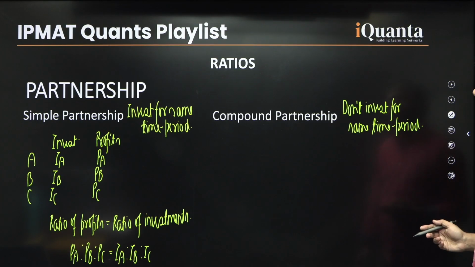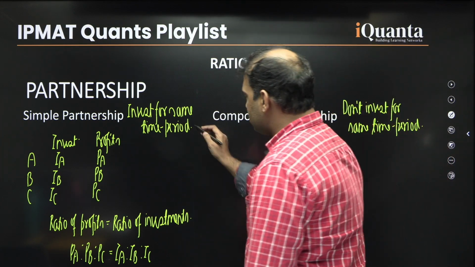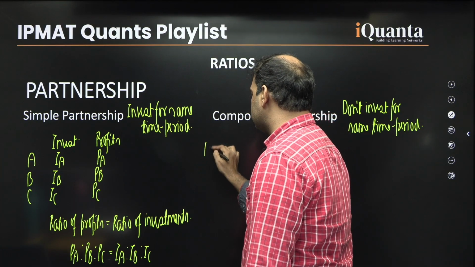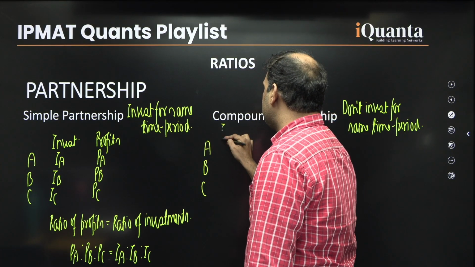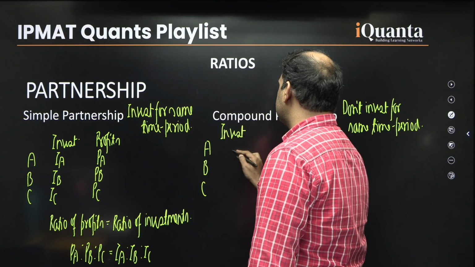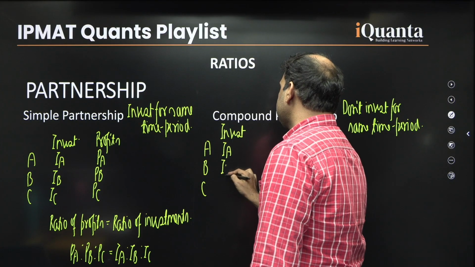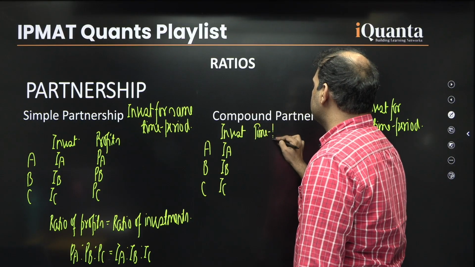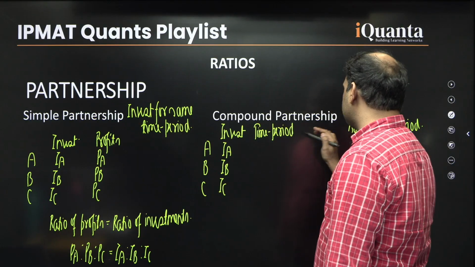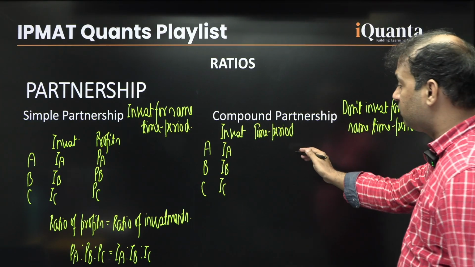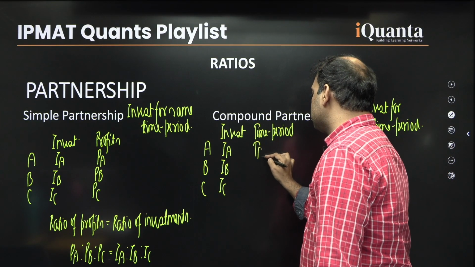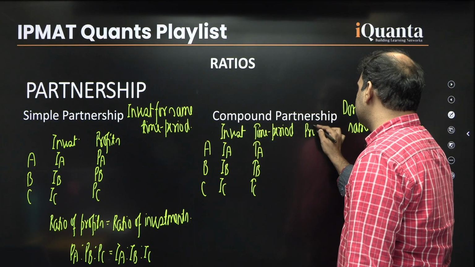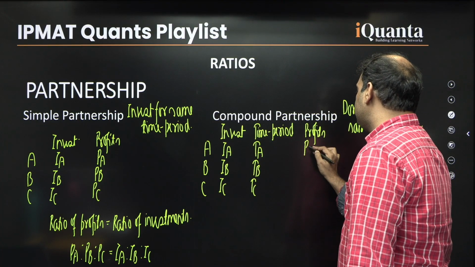Now guys, let's get back to the compound partnership again, right? So in compound partnership, if I take similar variables again, let's say we have three partners A, B and C, and the money which they are investing in the partnership, let's say are IA, IB and IC. The time period for which they are investing is important because remember they are investing for different time periods. So let's assume the time periods are TA, TB and TC. Last thing, what are the profits? Let's assume their profits are again PA, PB and PC.